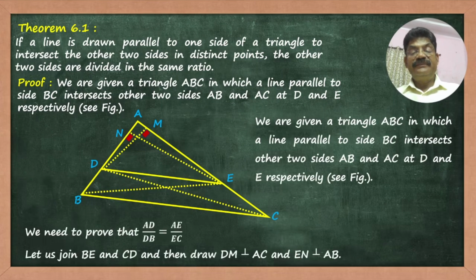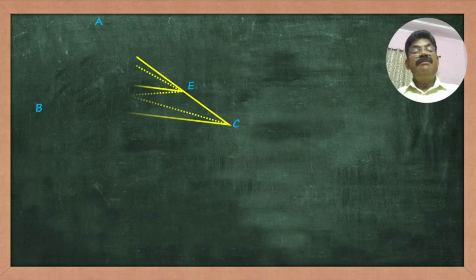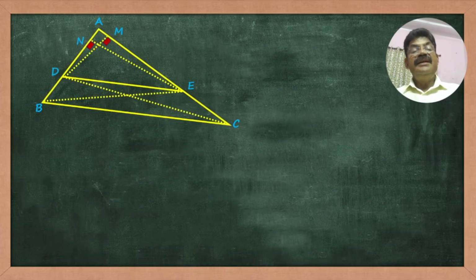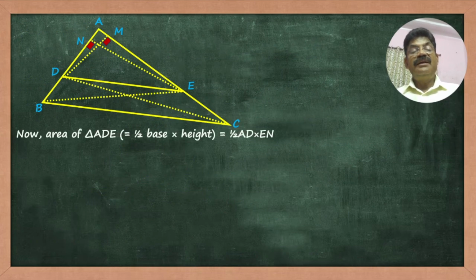How to prove it? To prove that result, let us join BE and CD and then draw DM perpendicular to AC and EN perpendicular to AB. Now you remember the formula for area of a triangle. What is the formula? Half into base into height. That is the area of a triangle. Area of a triangle is equal to half into base into height.